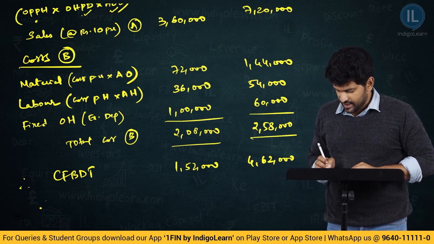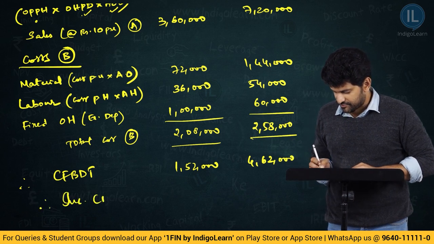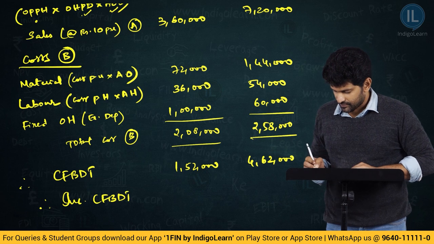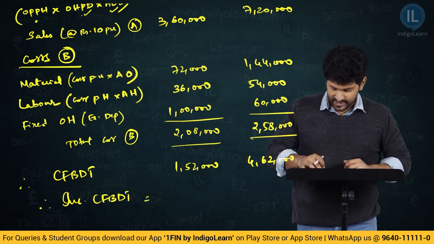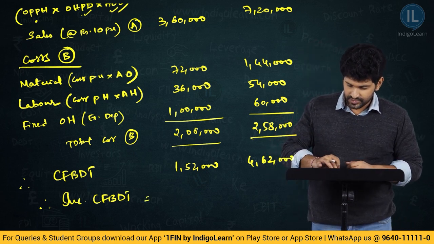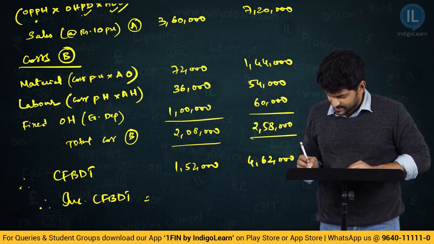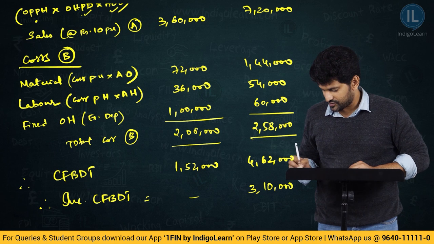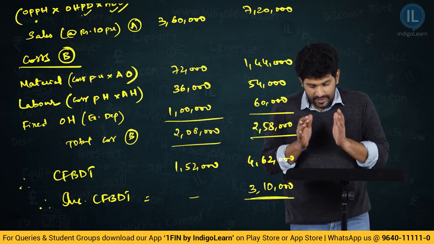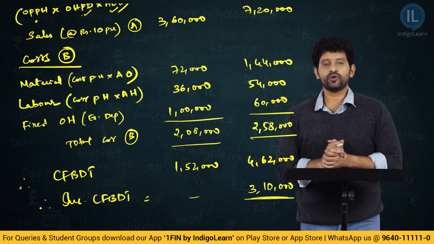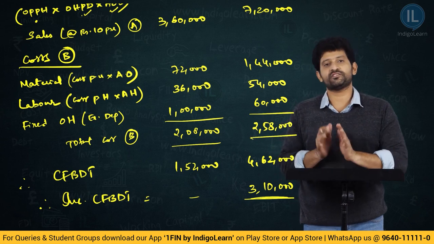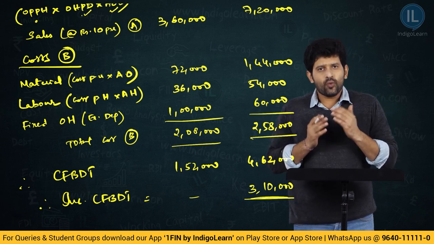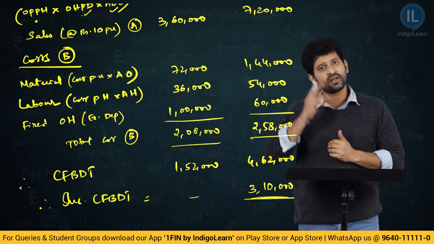4,62,000. Therefore, incremental CFBDT is how much? That is 462 we have in the calci minus 1,52,000. Yes, that is 3,10,000. So, till now, what did we compute? We computed what is incremental CFBDT. Great. Now, what do we have to compute rest to arrive at incremental CFAT?